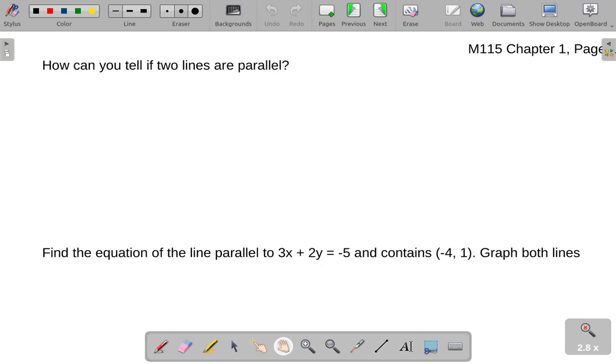Alright, we're continuing on with the review. We're just about done with the review, so hopefully this hasn't been too boring for you. How can you tell if two lines are parallel?